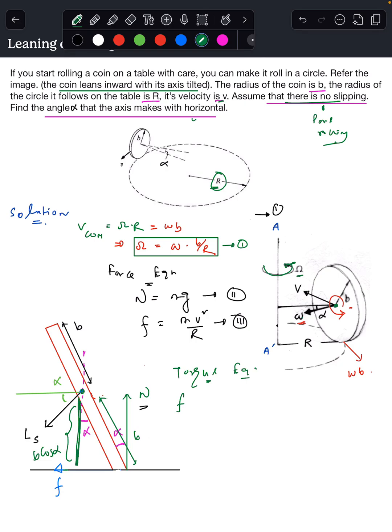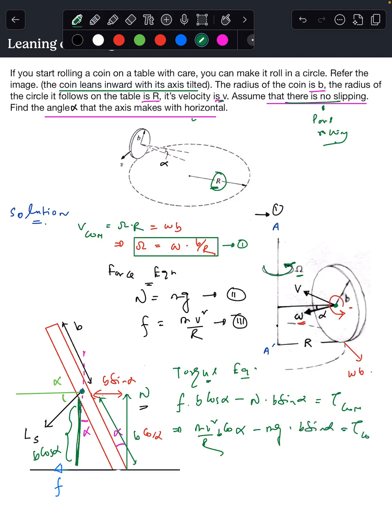So torque due to friction is F into b cos alpha, minus torque due to normal reaction, N into, what about this distance then? This is b cos alpha. This distance is going to be b sin alpha. So torque due to normal reaction is going to become N into b sin alpha. That is equal to tau about the center of mass. F is already equal to mv square by capital R. That into b cos alpha, minus mg into b sin alpha, is equal to torque about the center of mass.